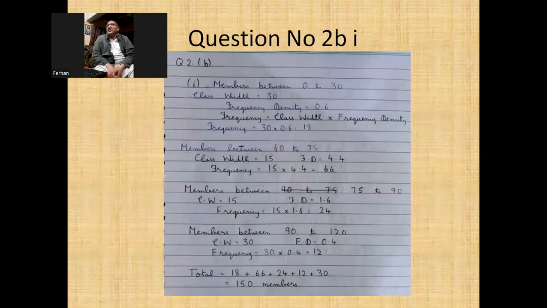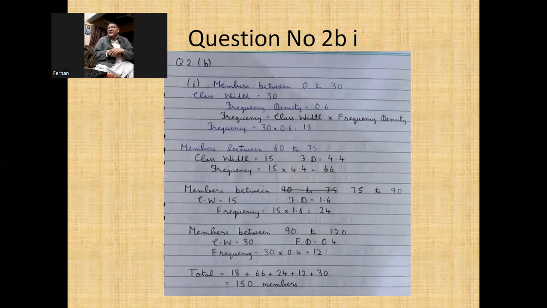So the members between 0 to 30, class width is 30, the frequency density is 0.6. So you multiply 30 with the 0.6, you get 18. Members between 60 to 75, the class width is 15 and the frequency density is 4.4. So multiply them, you get 66.